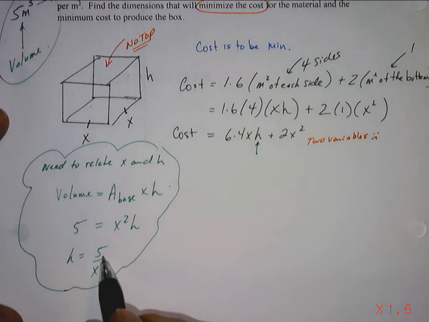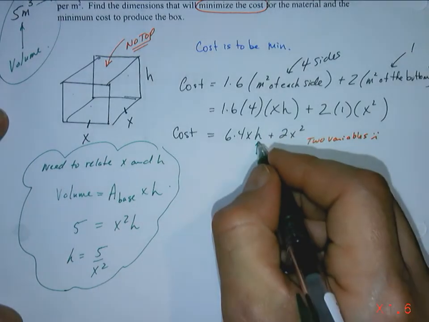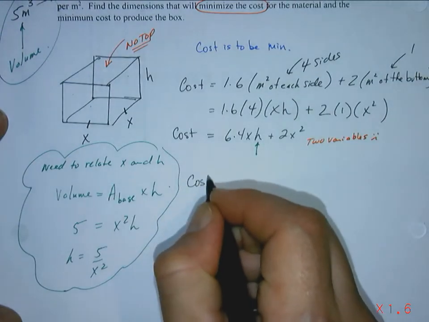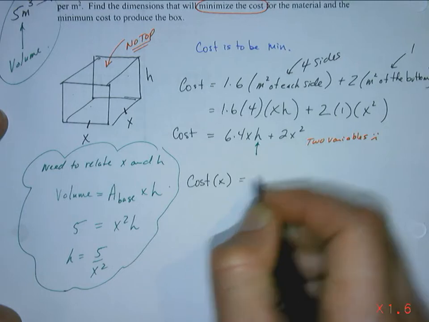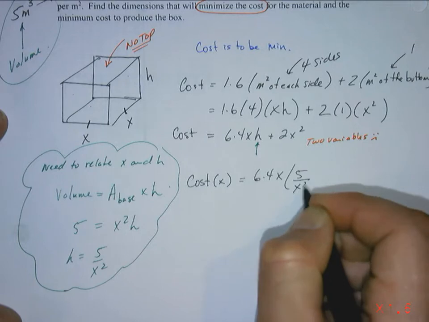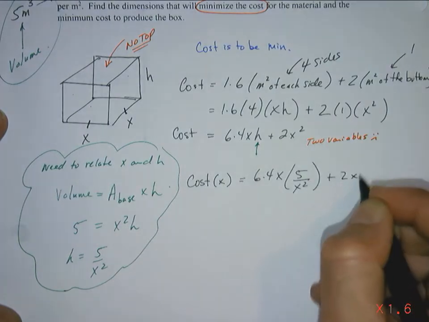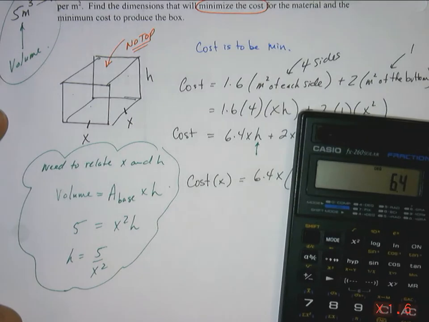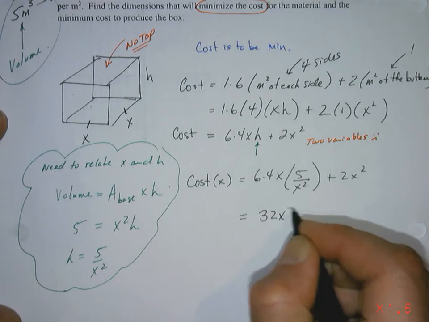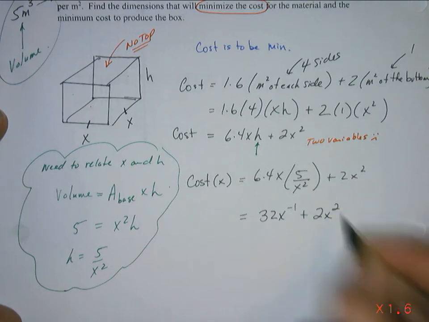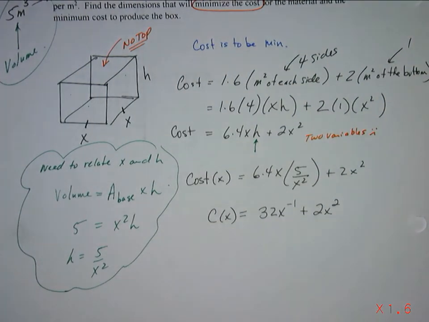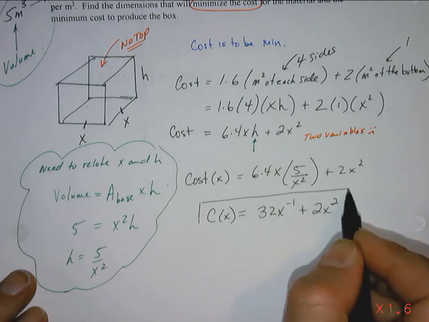So I'm going to take h equals 5 over x squared and do a substitution in here. So I'm going to get my cost. Now it's in terms of x only. 6.4 times 5 over x squared plus 2x squared. Now 5 times 6.4 is 32. So this is going to be 32x to the negative 1 plus 2x squared. And this is my cost equation in terms of x. So that's pretty cool. Put a box around that so I can give you marks for it.